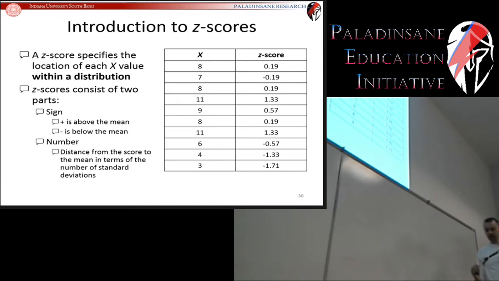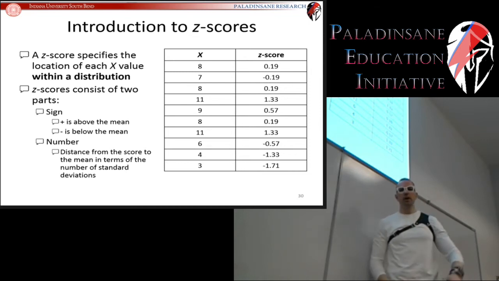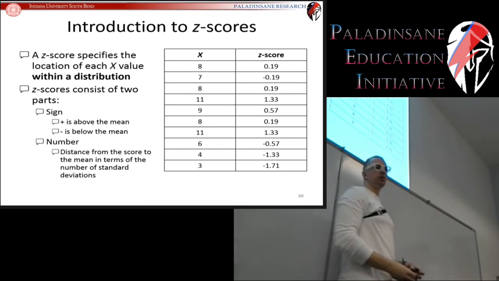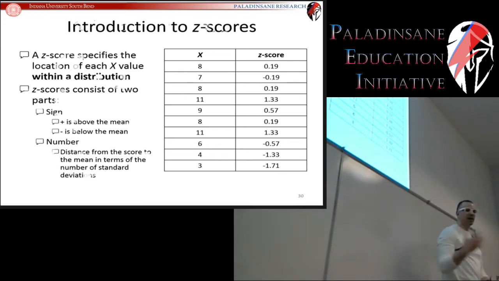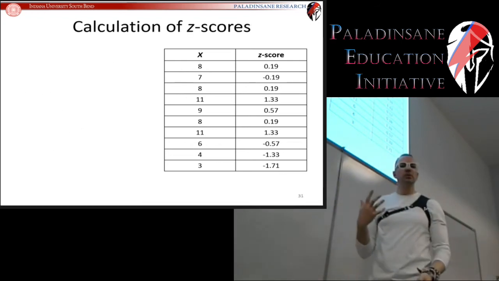All right, any questions so far on the background of z-scores? All right, so how do we get these wonderful scores? How do we calculate these super useful tools?